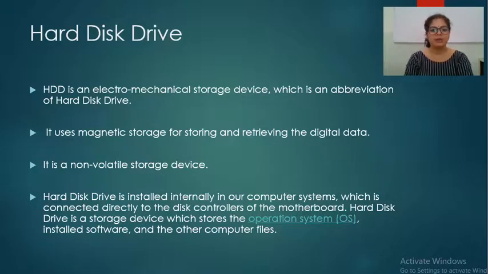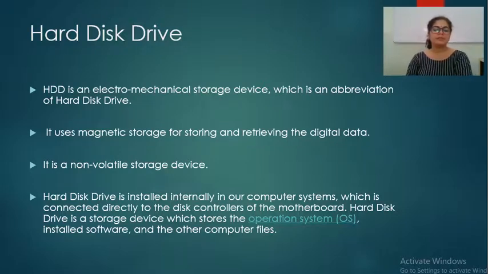What is hard disk drive? Hard disk drive is an electromechanical storage device, HDD is the abbreviation. It uses magnetic storage for storing and retrieving digital data. So this is the concept that it makes use of. It makes use of magnetic storage media to store and to retrieve the data. It is a non-volatile storage device. Non-volatile means data resides permanently.